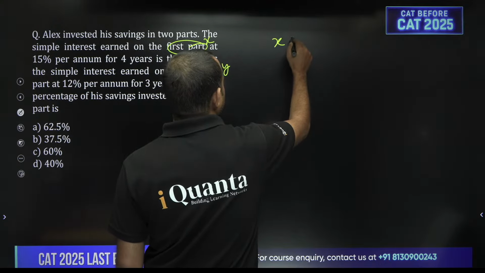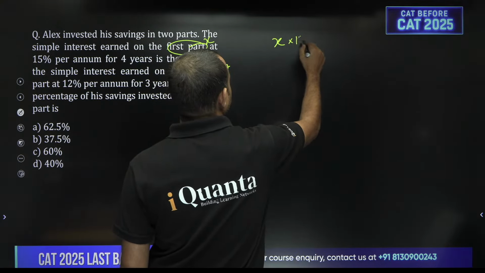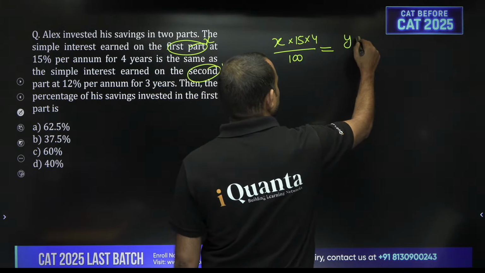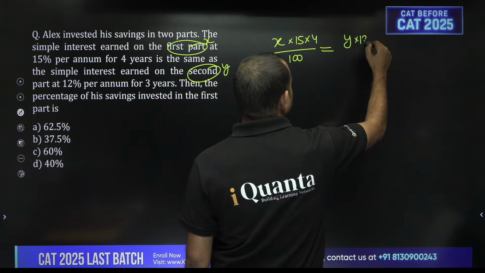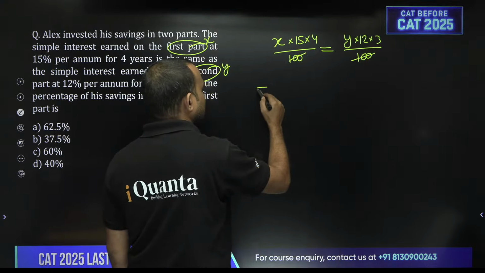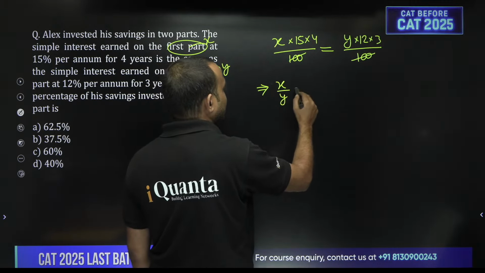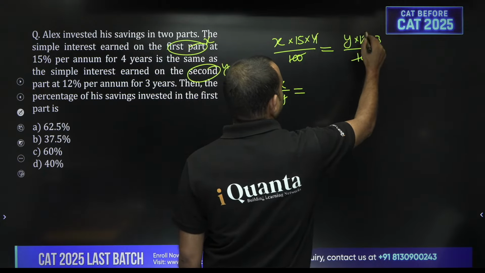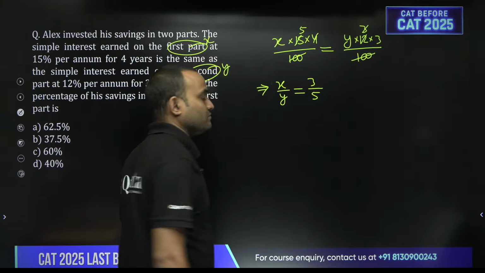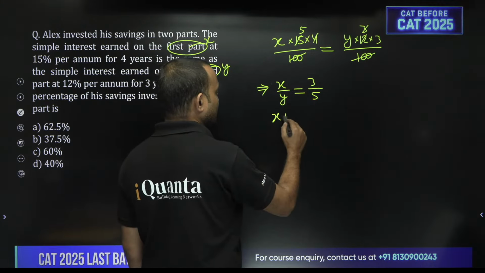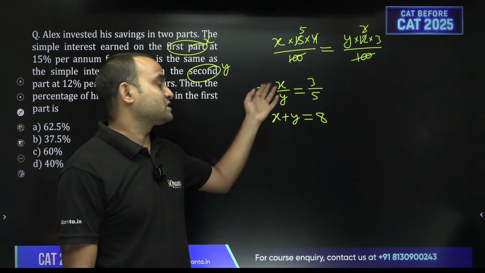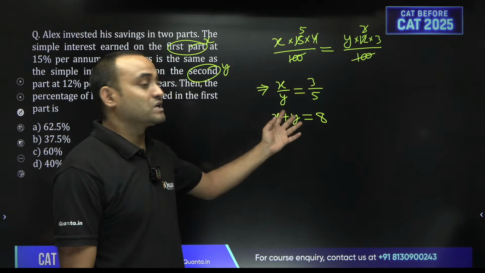that X into 15 into 4 upon 100 will be equal to Y into 12 into 3 upon 100. So 100 cancelled out. We are getting x upon y is equal to, now 4 into 3 is 12, 3 into 5. So x by y is equal to 3 by 5. So what we can take, x plus y will be equal to 8, right? In terms of units, if x is 3, y is 5, the first part is 3 units, second part is 5 units, total 8 units.